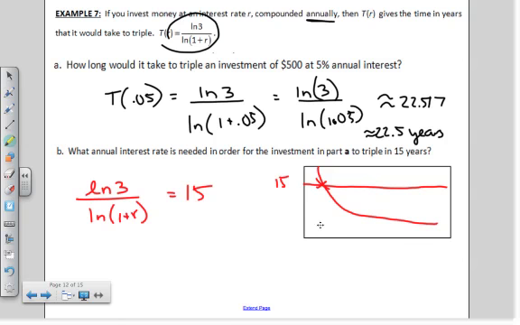Also, you can go to the solve feature on your calculator, and you should get right here, r is about 0.075989, which is, the question is, what's the rate? The rate is about 7.6%.